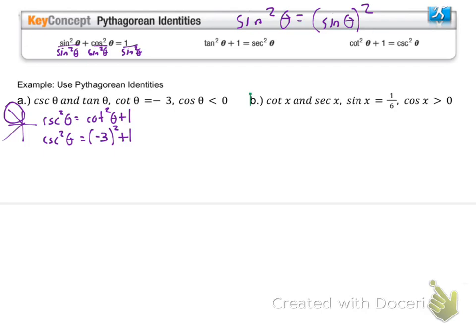And I could square that. What's that? 9 plus 1, which is 10. And then to solve for cosecant, take the square root to get rid of the square. Technically, cosecant theta would equal plus or minus the square root of 10. But how come I don't have to worry about that? Because we said cosecant should be positive. So we're going to say it's the positive square root of 10. Done. I just used the identity, plugged in the stuff I knew, solved for it, called it a day.